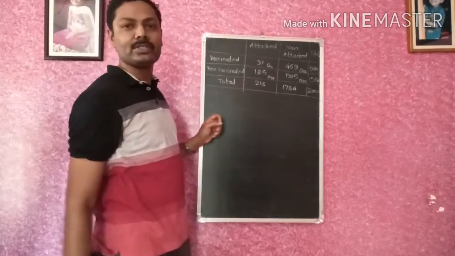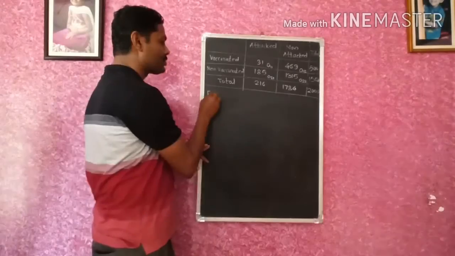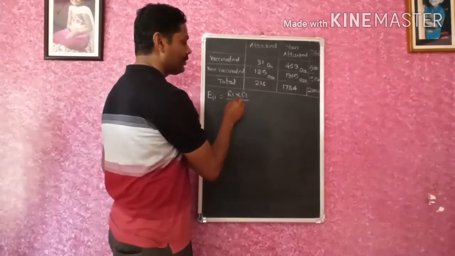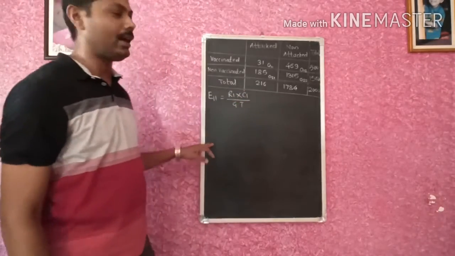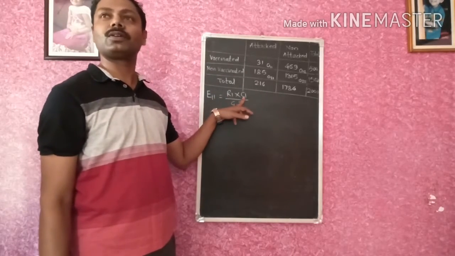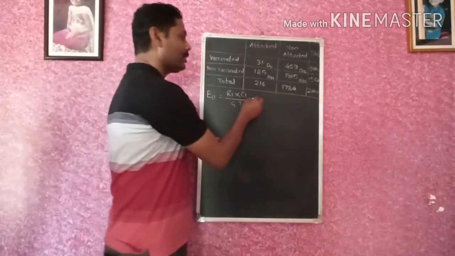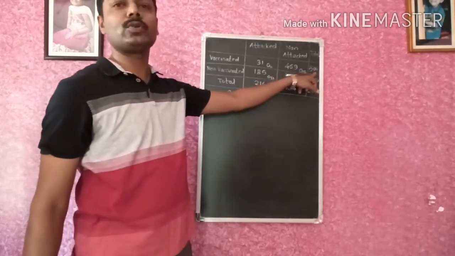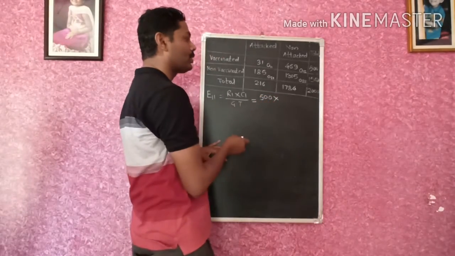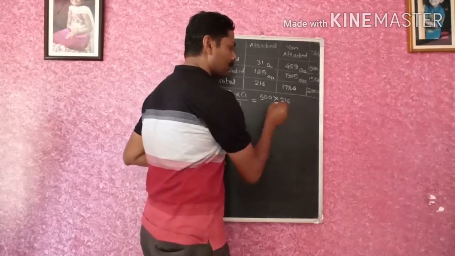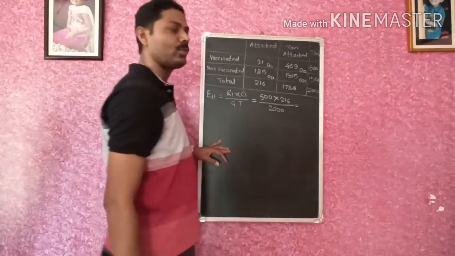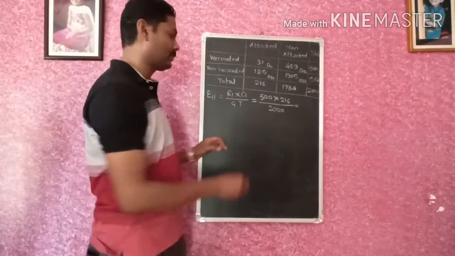According to the first observed frequency, we can calculate the first expected frequency. This will be E11. It has the formula R1 into C1 divided by grand total. R1 stands for first row total, C1 stands for first column total. R1, the first row total, is 500, the first column total is 216, divided by the grand total 2000. So by doing this we will get E11.